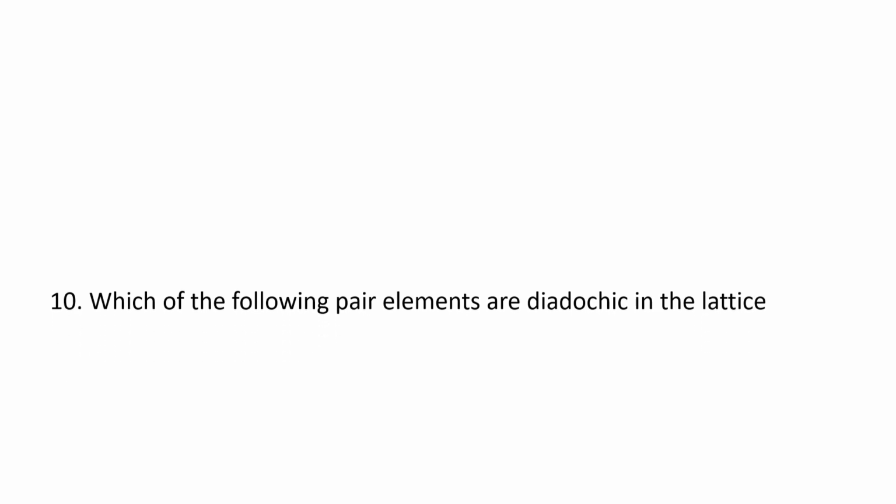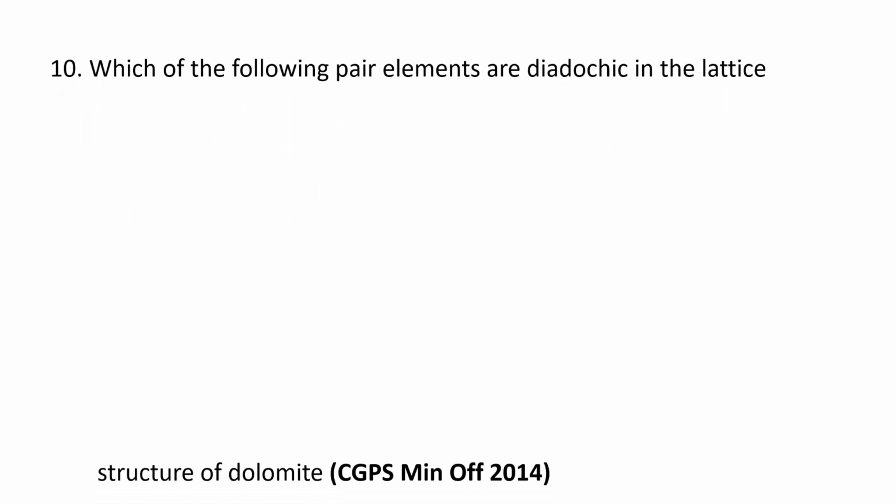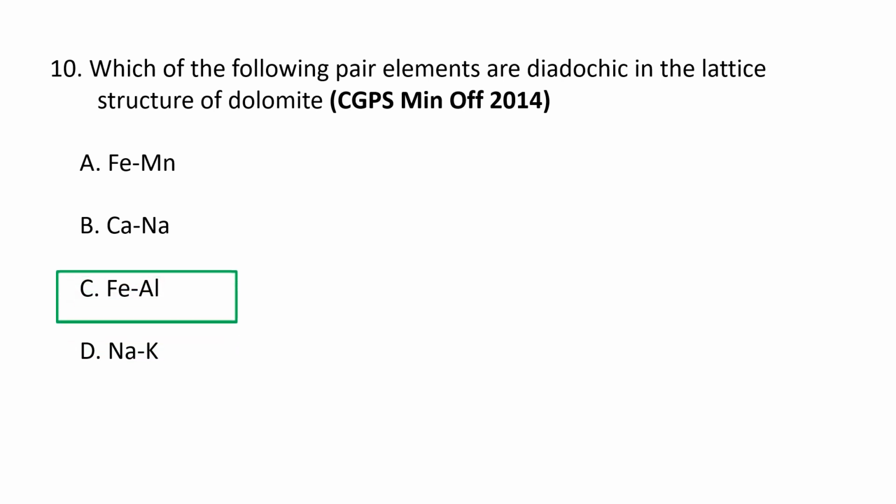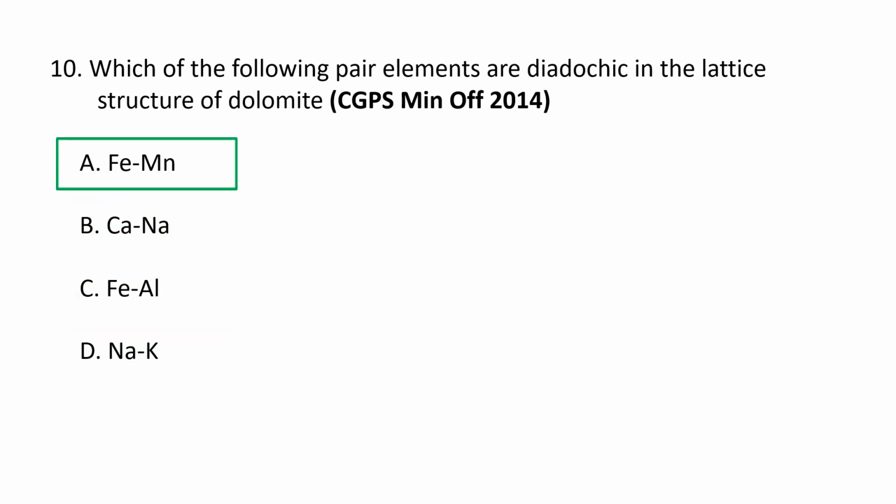Next question. Which of the following pairs of elements are diadochic in the lattice structure of dolomite? A. Iron manganese, B. Calcium sodium, C. Iron aluminium, D. Sodium potassium. The pair of elements which are diadochic in the lattice structure of dolomite are iron and manganese. Diadochy means the ability of one atom or ion to replace another in a crystal lattice, and this can also refer to the replacement of one element in a crystal by another. So in dolomite, iron and manganese are diadochic. Next question.